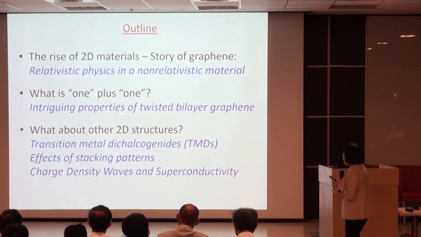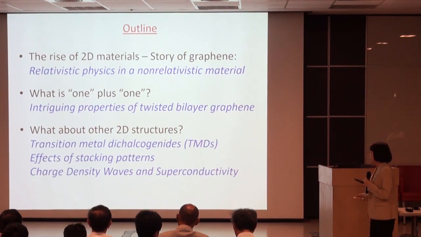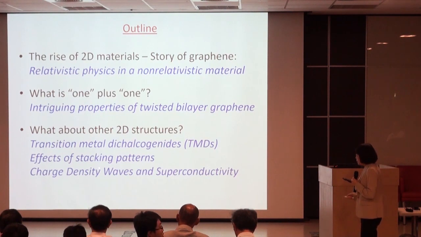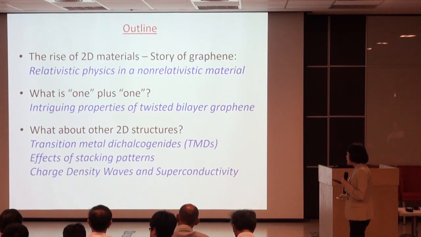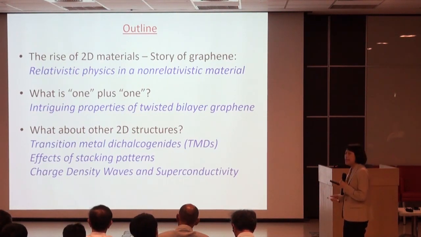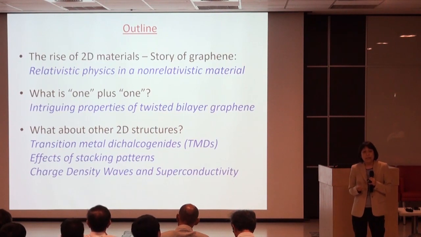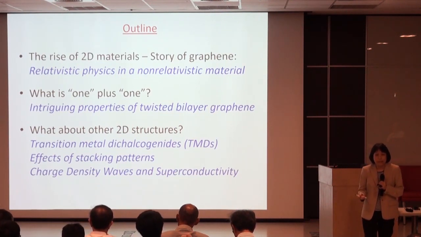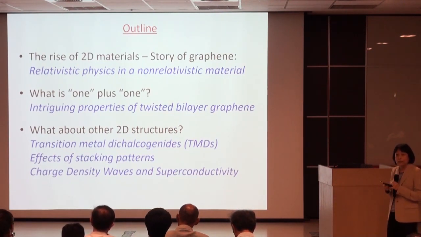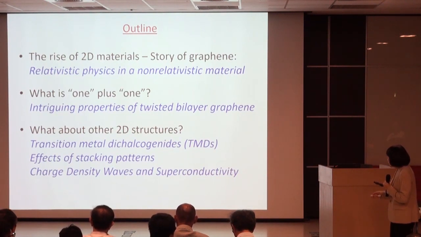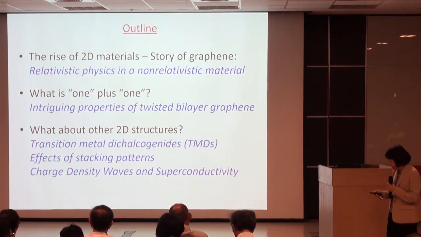And graphene, bilayer graphene, and also other 2-dimensional materials, like the transition metal dichalcogenides. So we'll be talking about looking at some of the effects of the stacking patterns. And then if I have time, probably won't have time at the end, to talk about some interesting properties of the instability or the competition of different ground states.